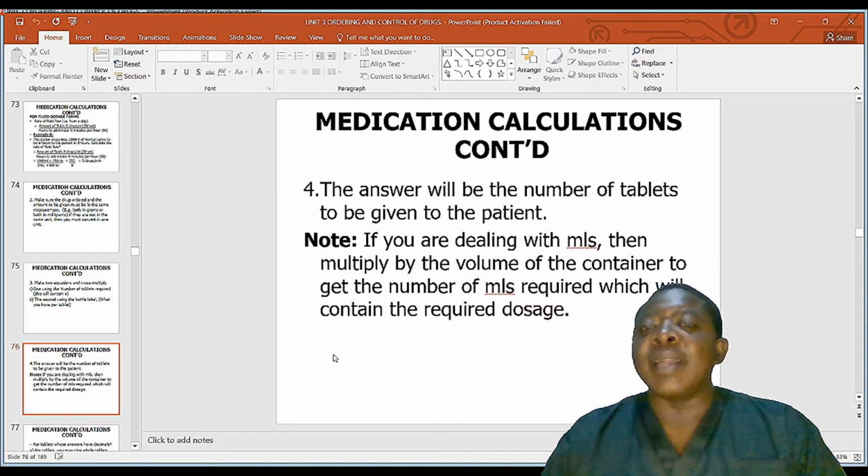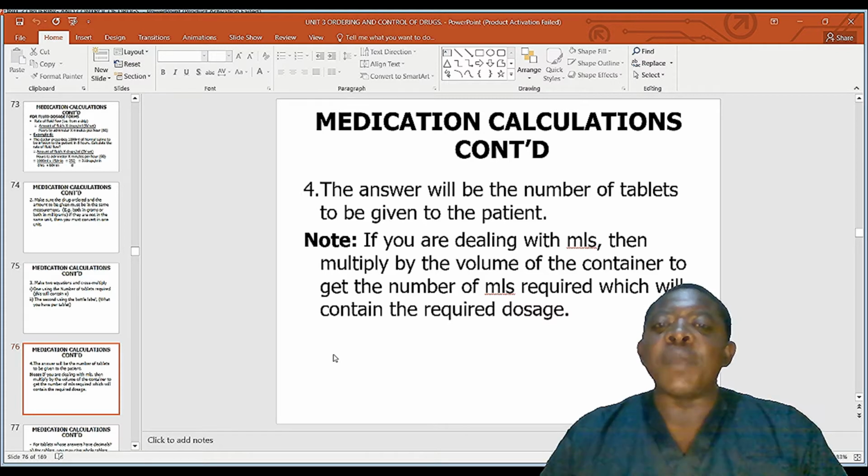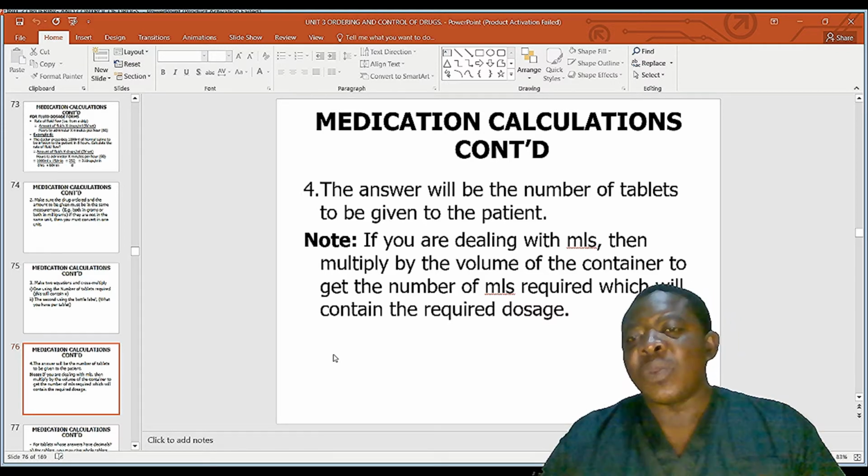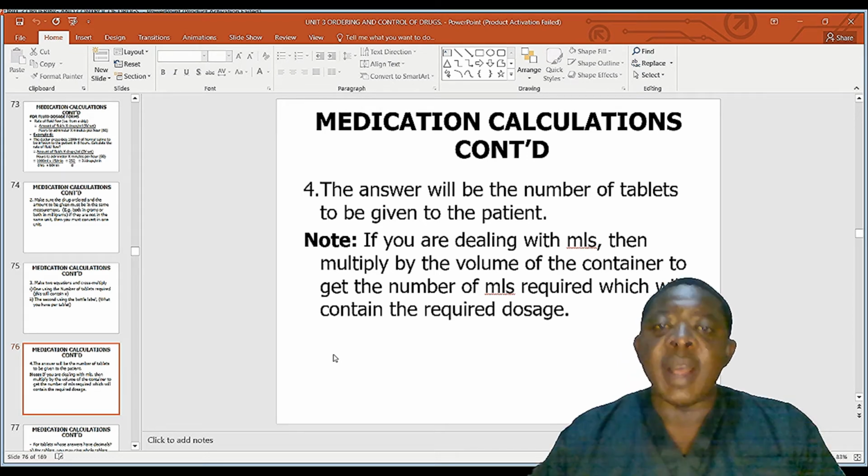If you are dealing with liquids, then multiply by the volume of the container to get the amount required, which will contain the required dosage.